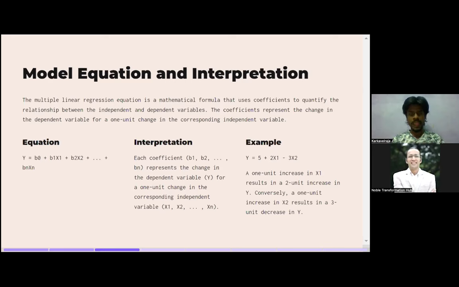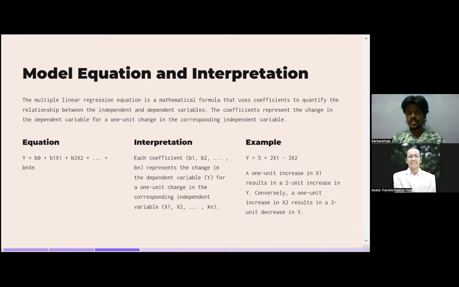Y is equal to 5 plus 2x1 minus 3x2. How can we interpret it? A one unit increase in x1 results in a two unit increase in the y, right? Because if x1 changes, it means 2 into x1, right? If x1 increases, the y will increase by 2 times because it is multiplied by 2. And conversely, a 1 unit increase in x2 results in a 3 unit decrease in the y.